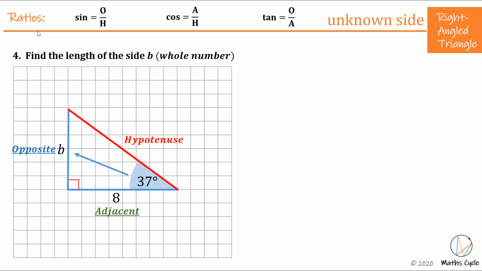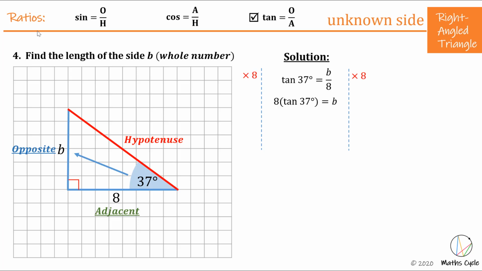So which ratio uses opposite and adjacent? Looking through the top there, we can see that it is tan. So tan is opposite over adjacent. So using tan to build my solution, I have the tan of 37 degrees equals opposite over adjacent, which is b over 8. So using my balancing method to solve, b is divided by 8. So to cancel the 8, I'm going to multiply both sides by 8. So then we have 8 multiplied by tan of 37 degrees equals b. Tan of 37 is a ratio, so we have to use our calculator to find that ratio.